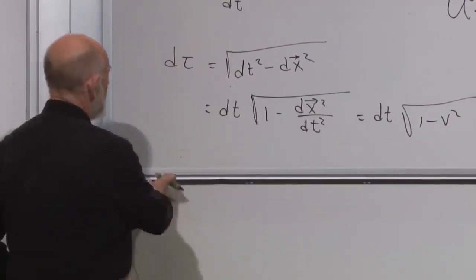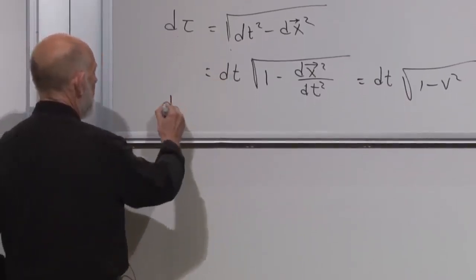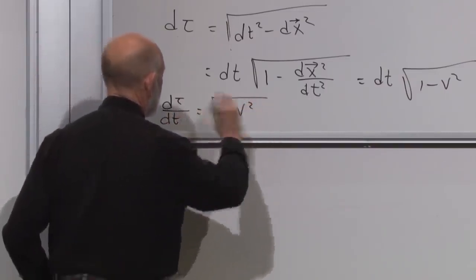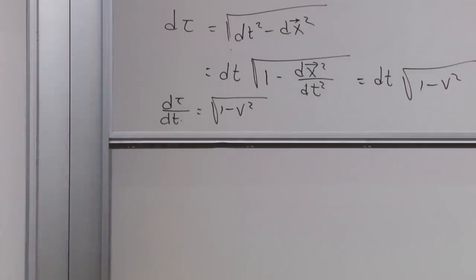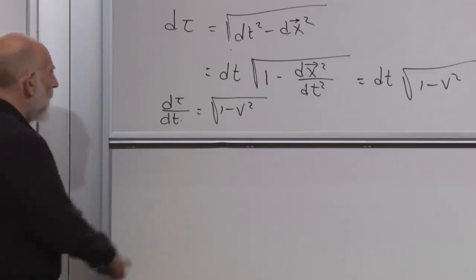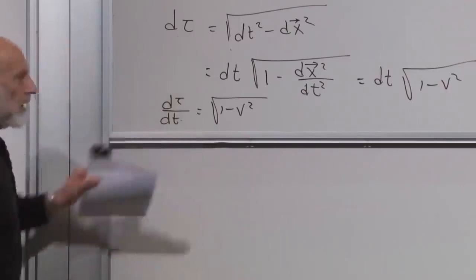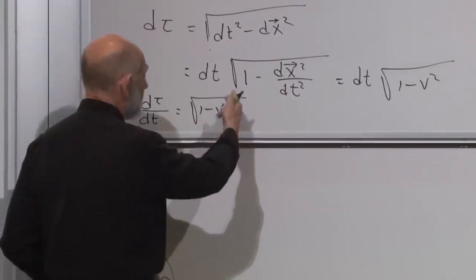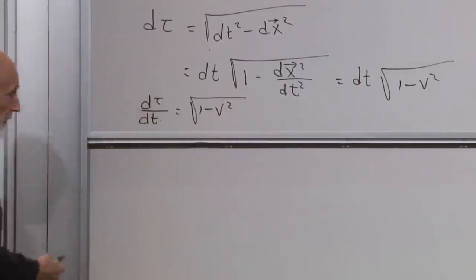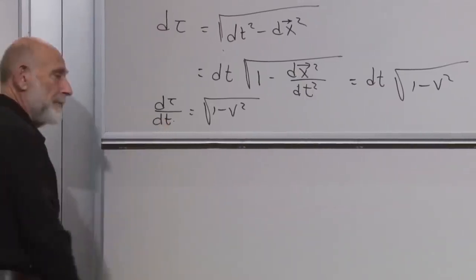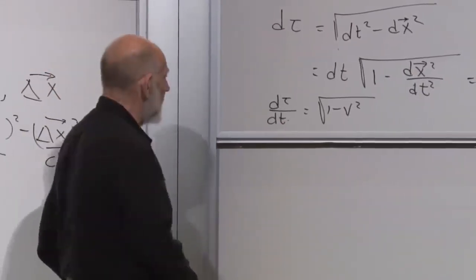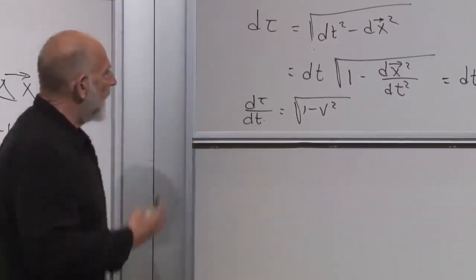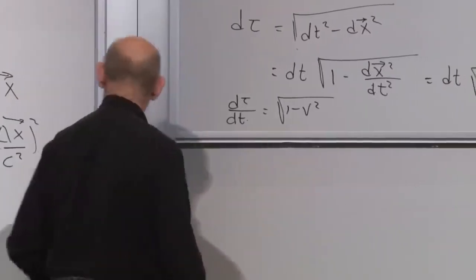So what do we know? We know that d tau by dt is equal to the square root of 1 minus v squared. It's the rate of change of proper time relative to ordinary time. If v is small by comparison with the speed of light, close to 0, then this is close to 1. In other words, in the non-relativistic limit, dt by d tau is just 1. There's no difference between tau and t. If the object is moving close to the speed of light, there can be a large difference.